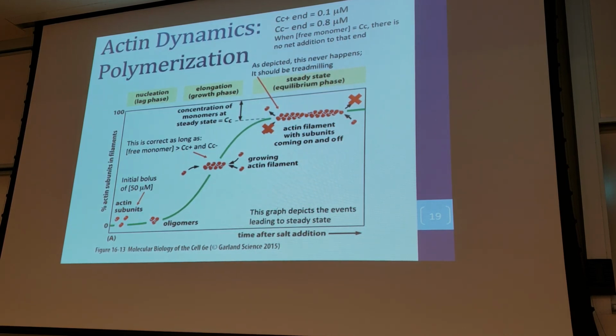So in our test tube, it always ends up with this balanced situation that is determined by the critical concentration. So we started off with all our actin subunits as monomers. We've incorporated a whole bunch, but this critical concentration amount is always going to stay as free monomers. There'll never be all of them incorporated.